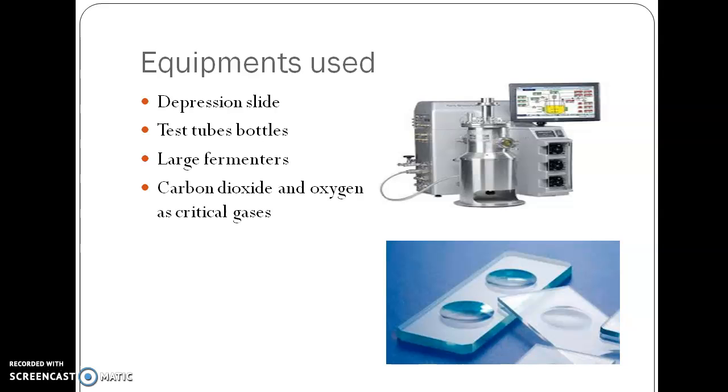Now, what are the equipment that are used in cell culture? That is depression slides, that is shown here, with cover slips, then test tubes, flasks, bottles, and are used for small cell cultures. For large-scale cultures, you use fermenters like this, large fermenters. Animal cell cultures require a gas space, of which oxygen and carbon dioxide are critical gases. Oxygen tension is usually maintained at atmospheric level, but some cultures may require higher or lower oxygen tensions. In case of suspension culture in large vessels like fermenters, special arrangements have to be made for proper aeration.